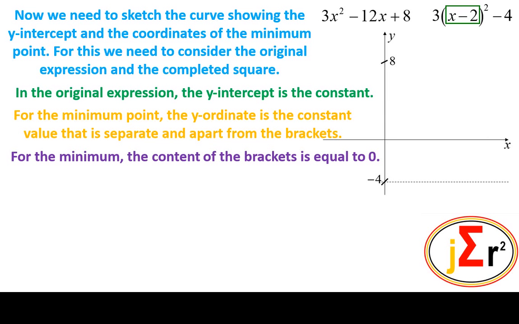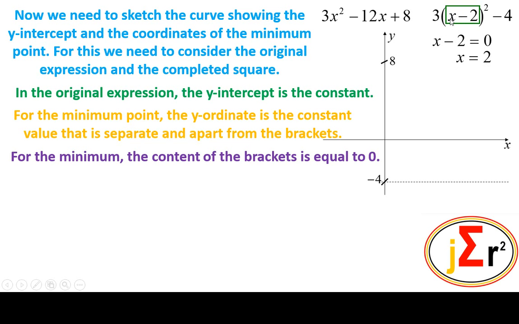And what is the prevailing circumstance when inside of the brackets is equal to 0? x minus 2 is equal to 0. And if x minus 2 is equal to 0, then x is equal to 2. But that is not so sophisticated as solving an equation. If this is equal to 0, then the value of x that we have to place here for it to be equal to 0 is 2. 2 minus 2 is 0. Therefore, x is equal to 2.